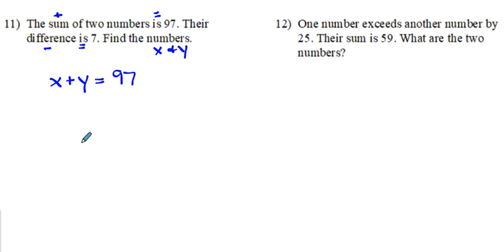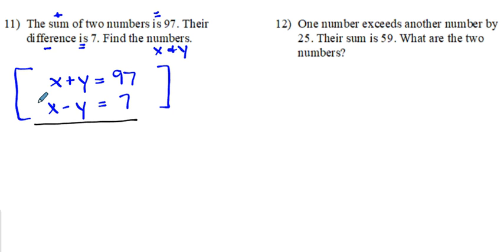Because we don't know what x and y are, we write an equation to symbolize what that thing is saying. Okay? And by itself, if we only had that equation, we couldn't find out what x and y were. We could figure out some possibilities. So if x is 1, then y would have to be 96. If x is 5, y would have to be 92 to add up to 97. But we also know something else. We know the difference, x minus y, has to be 7.